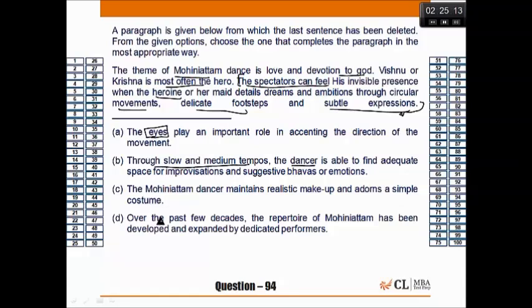Over the past decades, the repertoire of Mohiniyattam has been developed and expanded. Oh, no, this is too broad. One of these two. This is talking about movement. This talks about eye. This talks about makeup. This is confusing. Let me not break my head on this. Maybe come back. Review. 94.